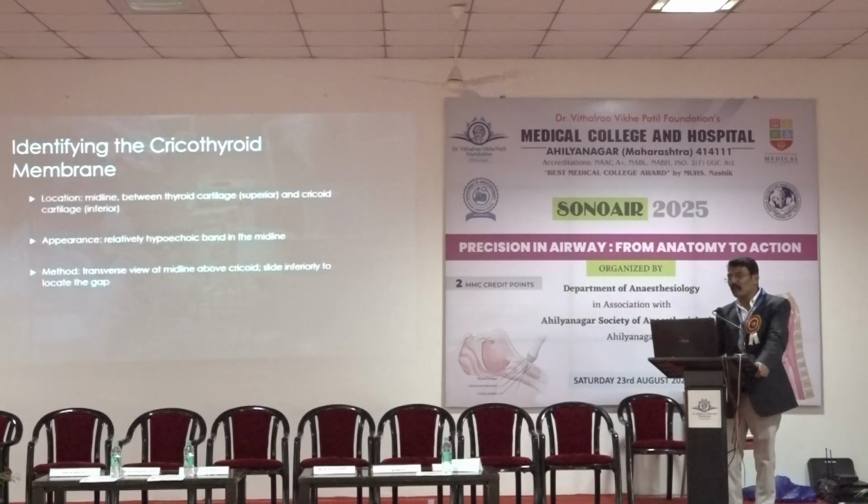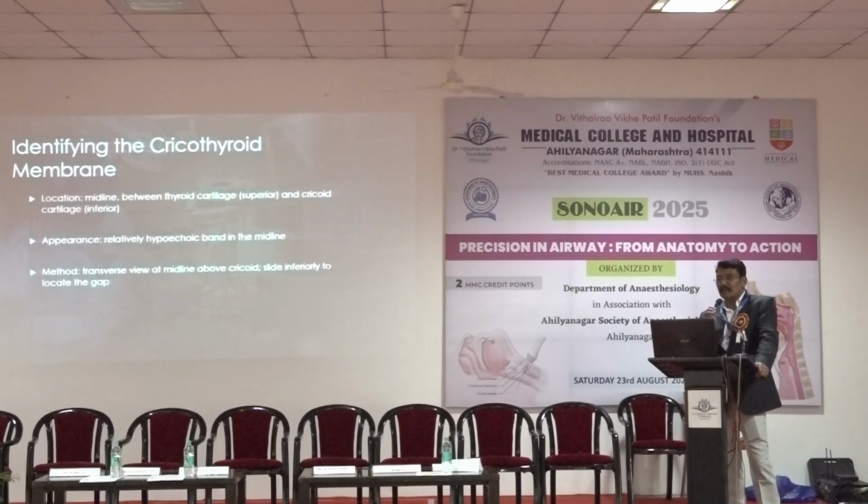Identifying the cricothyroid membrane is the key. That is the membrane between the thyroid cartilage and the cricoid cartilage. A thin white line can be seen on the sonography.